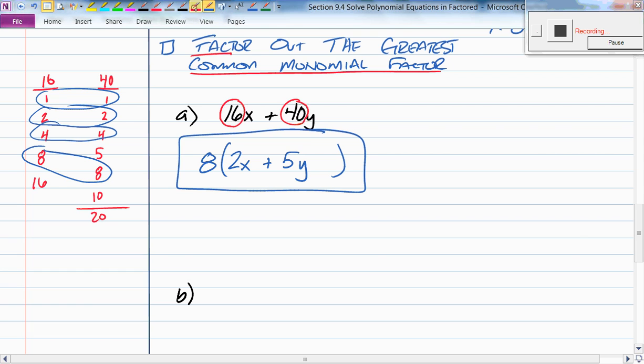And the way you check is by distribution. What's 8 times 2x? 16x. What's 8 times a positive 5y? 40y. What do you guys think? Easy, medium, or hard? Easy? Okay, let's try another one. You guys are smart. I love it.